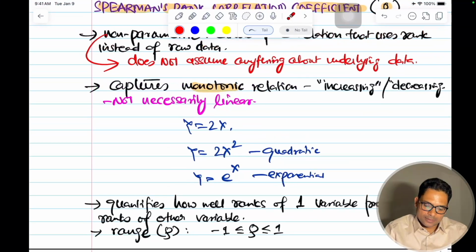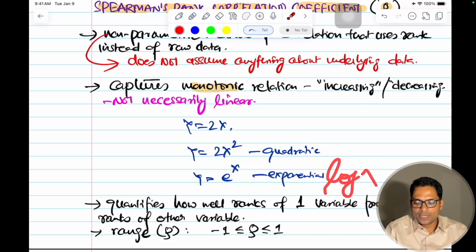So again, this is what monotonic is. It can be anything that is increasing, and linear is just one type of monotonic. It can be quadratic, it can be exponential. Log x is also monotonic. So in these, when x increases, y increases.